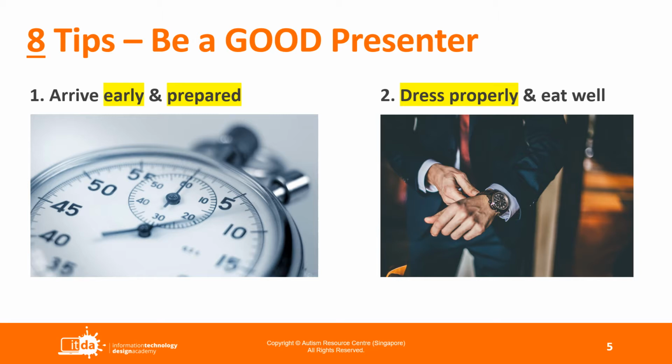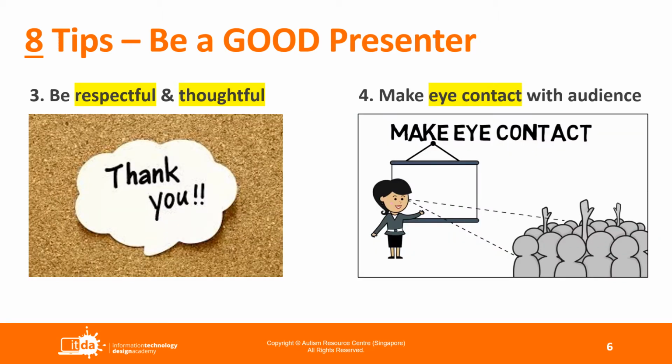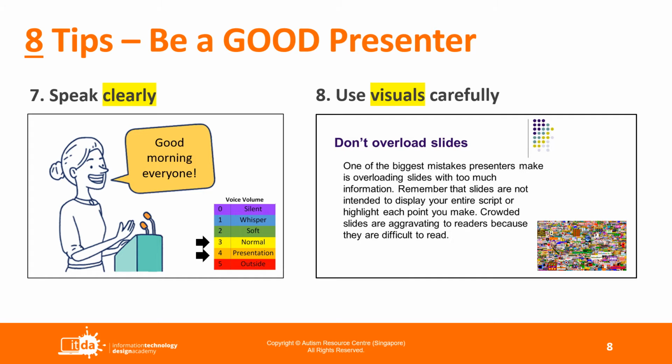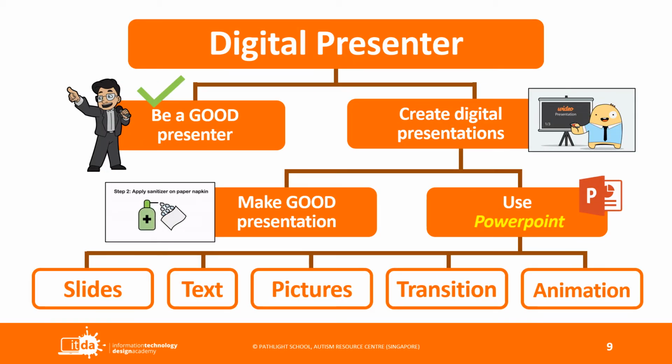Okay, so let's summarize the 8 tips we learned. Firstly, arrive early and prepared. Secondly, dress properly and eat well for energy. Third, be respectful and thoughtful. 4, make eye contact with your audience. Look at them. 5, watch your body language. No scratching, no dancing, no jumping around. 6, never turn your back to the audience. 7, speak clearly. And 8, use your visuals on the slide carefully. Okay? Don't put too many pictures on the slides. Alright? Okay. So those were our 8 tips on how we can all be good presenters.